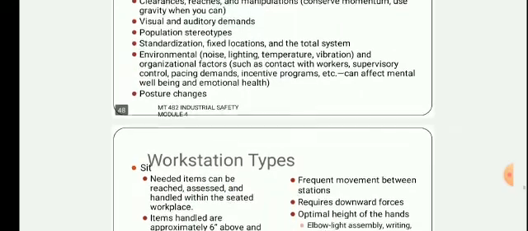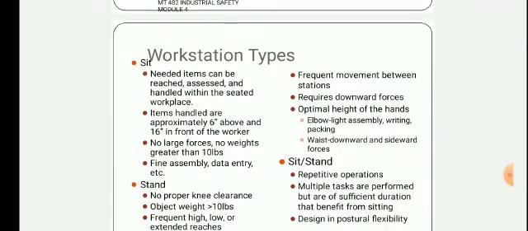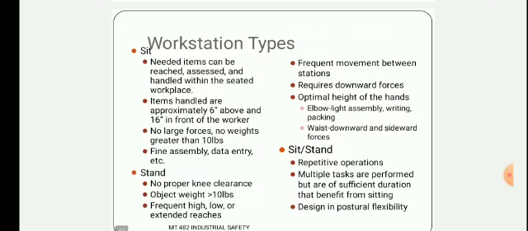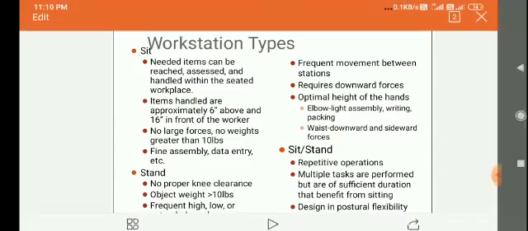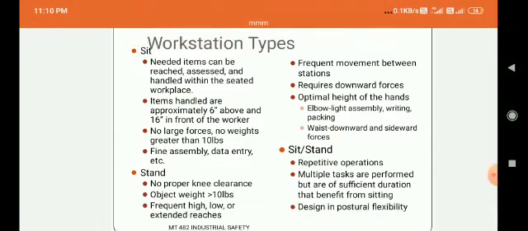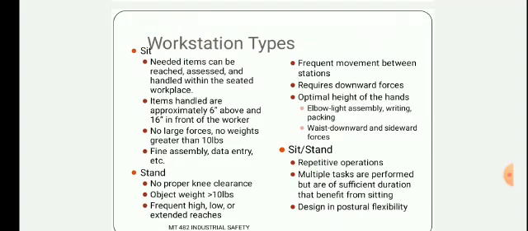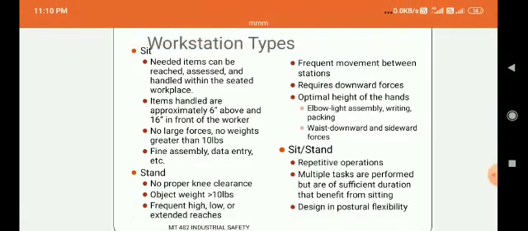Then workstation types. In an office, he or she may have to sit for such a long time. In that case, the needed items, pen, pencil, desktop, laptop, can be reached, accessed, and handled within the seat of the workplace. The items are approximately 6 inches above and a maximum of 16 inches in front of the worker. And there he or she should not use large forces, or lift greater than 10 lbs. You should not use large forces to reach that. Then data entry and assembly units can also be done by sitting. So each one of these jobs should be comfortable.